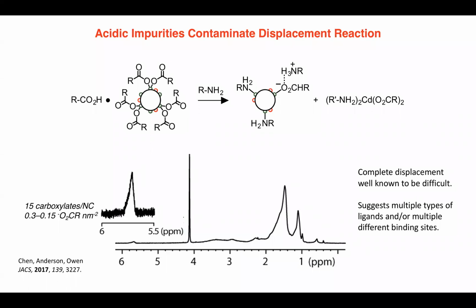It used to be the case that people would take a sample of TOPO-coated quantum dots and add an amine ligand, like pyridine or something like that, to try and displace all of the TOPO. And the commonly reported observation is that removing all of the ligands is very difficult. In fact, almost all of those attempted exchanges are incomplete. Okay, and it was not clear why that would be the case. A lot has changed since those days, but it still remains the case that it's hard to displace ligands.